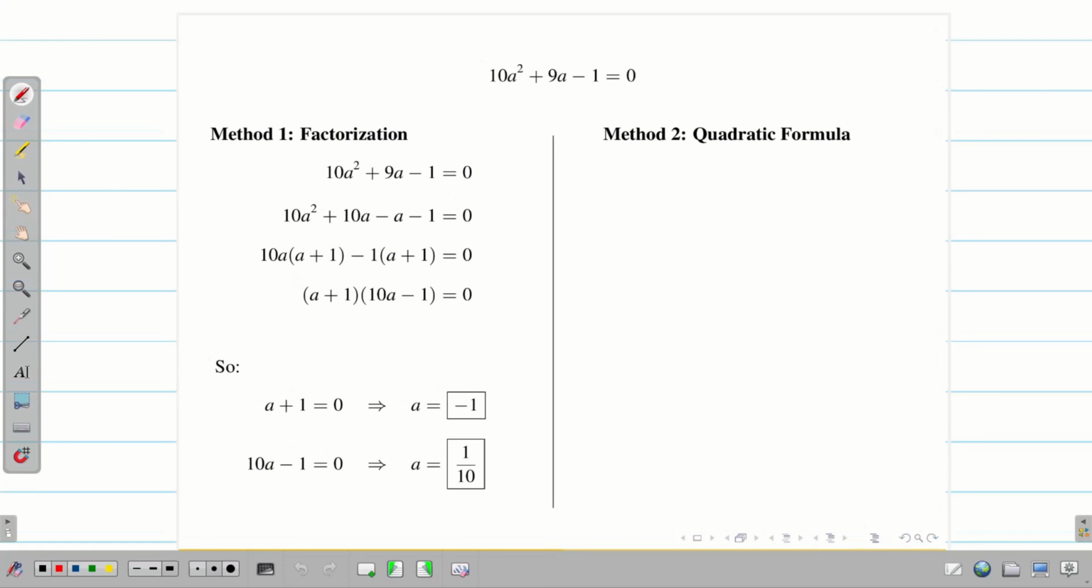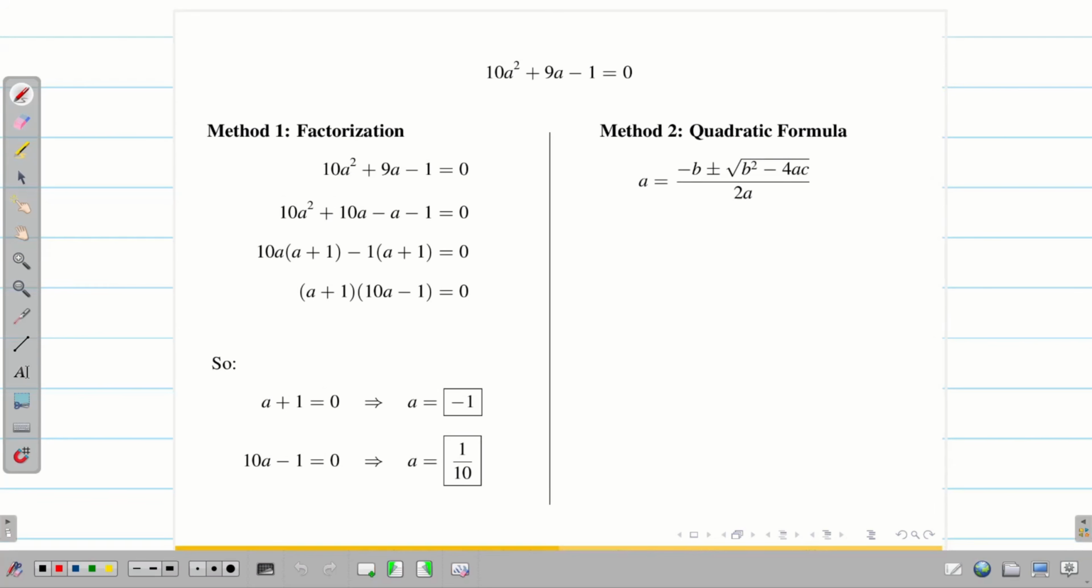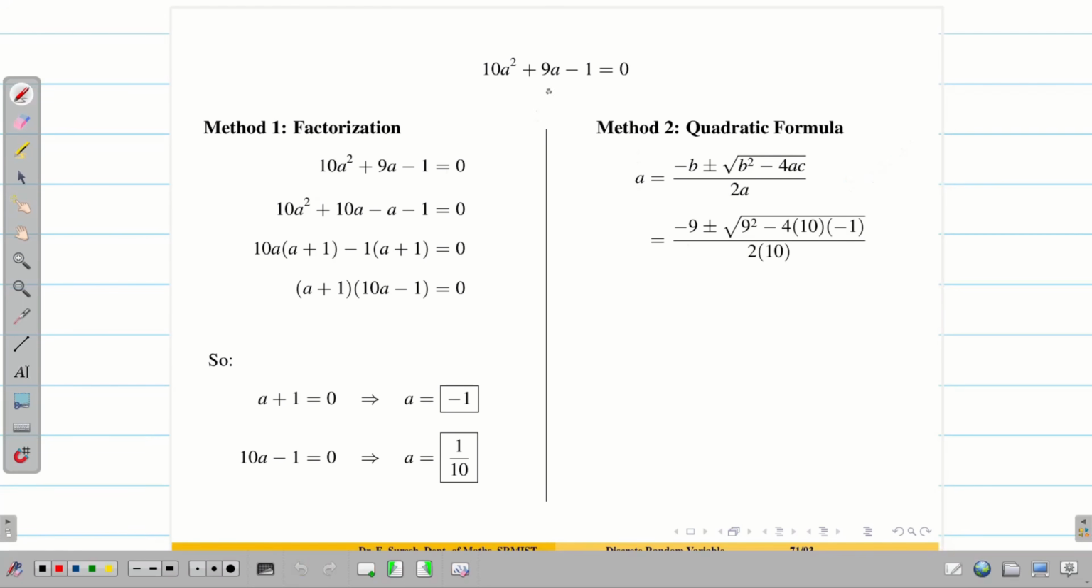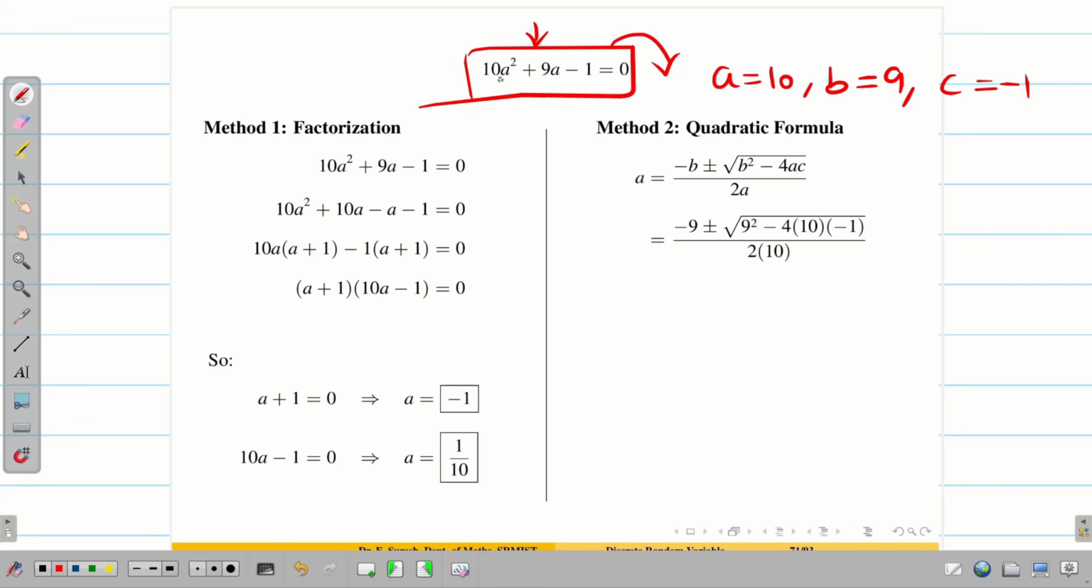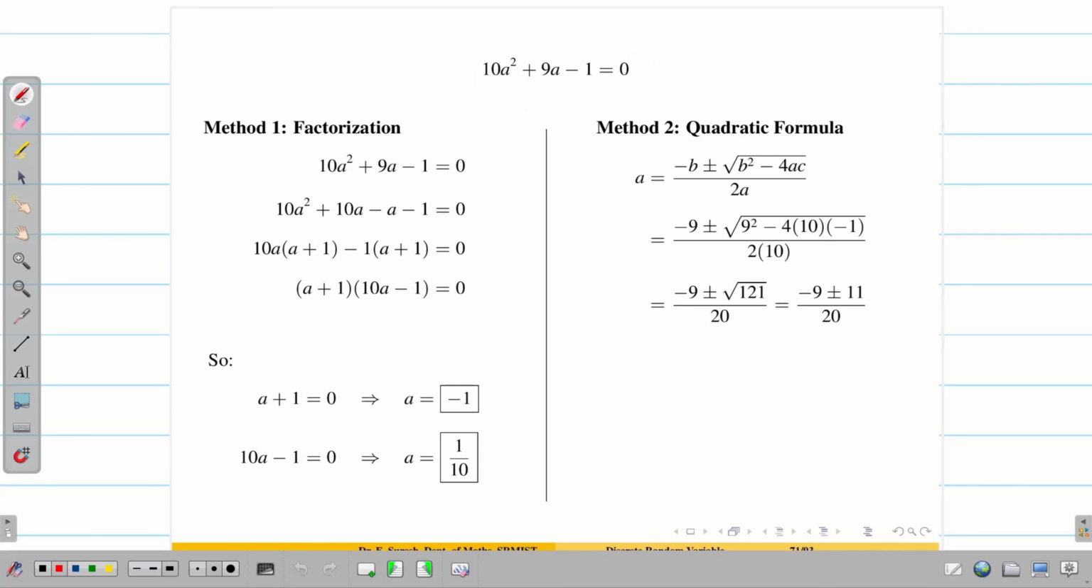Or you can use the quadratic formula also. We know this formula. From this we have to enter a, b, c. Here according to the problem, a is 10, b is 9, c is minus 1. Just don't confuse with this notation a. Here a is the unknown given in the question. It may be k, it may be lambda, it may be anything. Substituting and simplifying, we get a equal to minus 1 and a equal to 1 by 10.